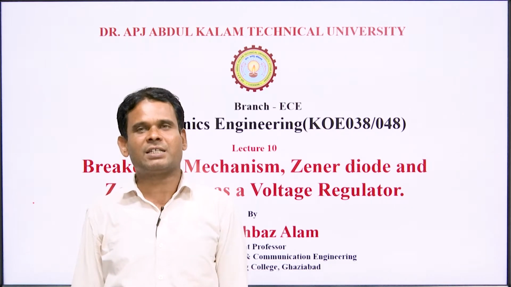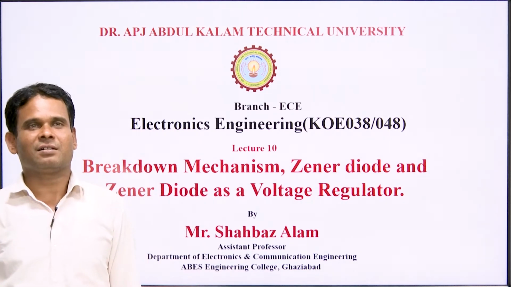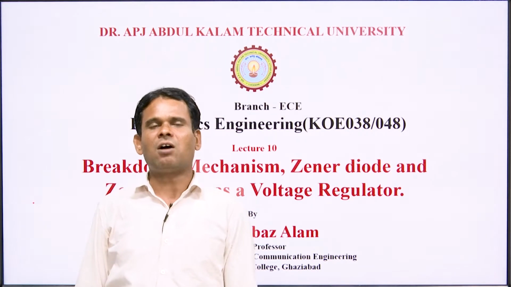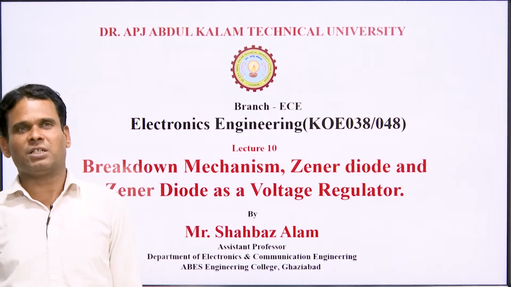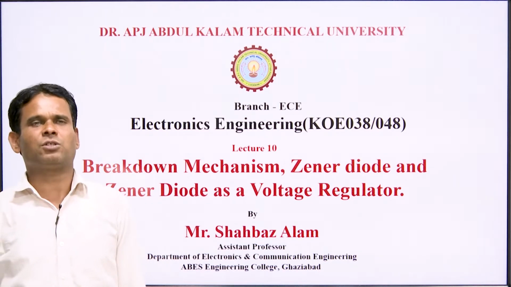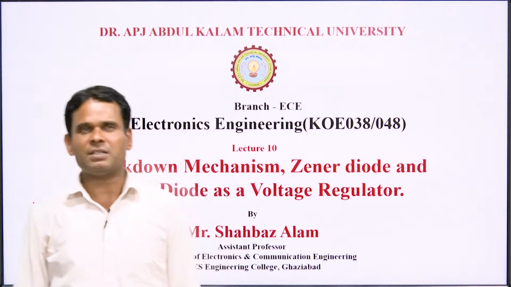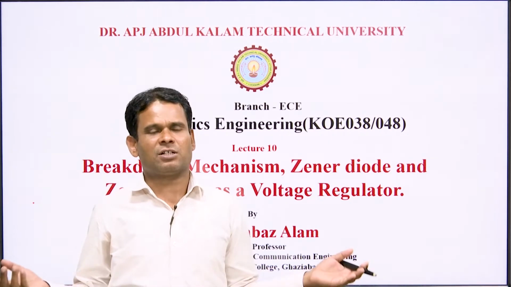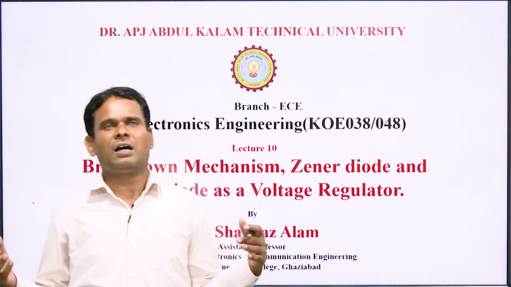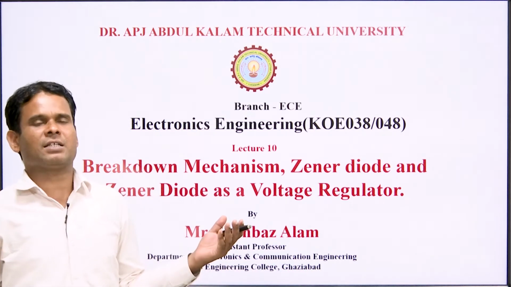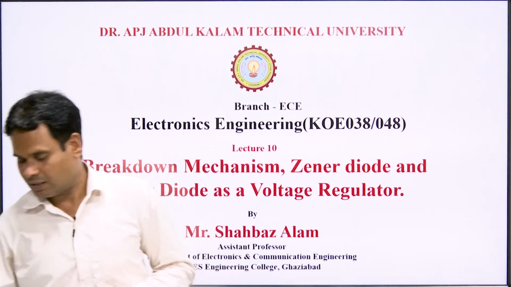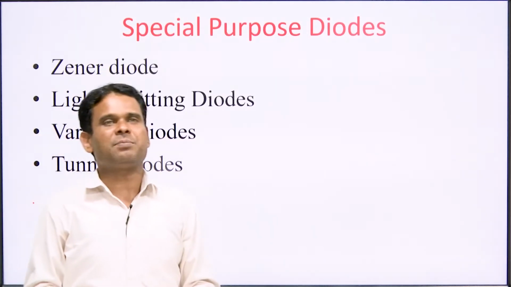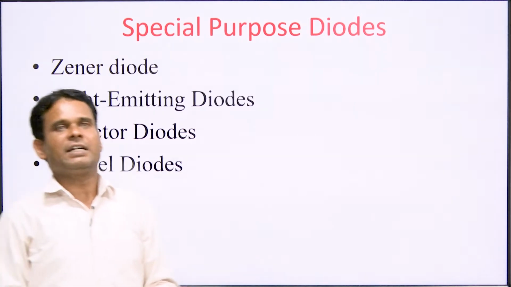In the previous lecture, we discussed the application of PN junction diode as a voltage multiplier circuit. Now, in this lecture, I am going to discuss some special purpose two terminal devices, that is, special purpose diodes. These diodes are manufactured for the fulfillment of various special purposes, and they are the Zener diode, light emitting diode, varactor diode and tunnel diode.